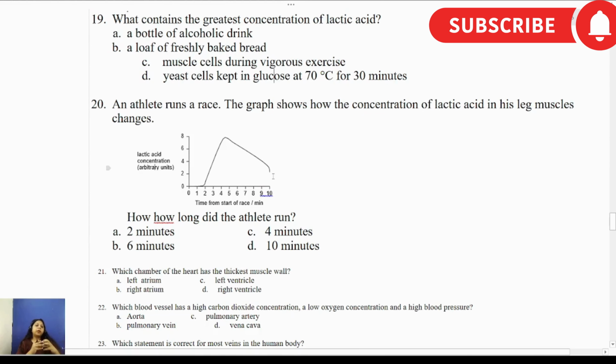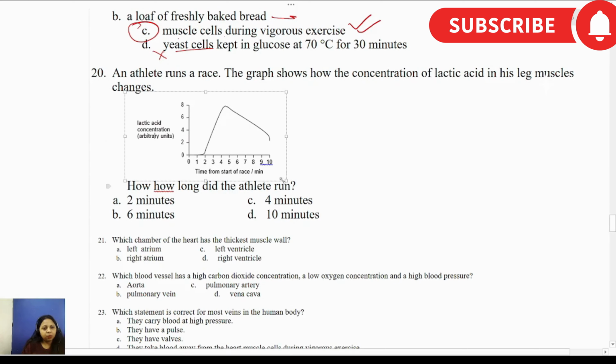Which contains the greatest concentration of lactic acid? A bottle of alcohol? No, lactic acid is not present in alcohol. A loaf of freshly baked bread? No, yeast is present, so lactic acid is not there. Muscle cells? Yes. Lactic acid is produced as a result of anaerobic respiration in muscle cells. And the last one, the yeast cells? No, it is not produced in yeast cells. So the answer would be C.